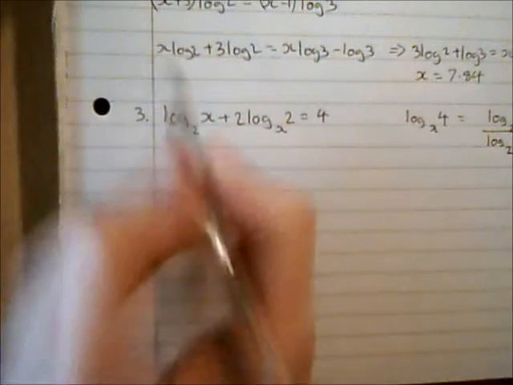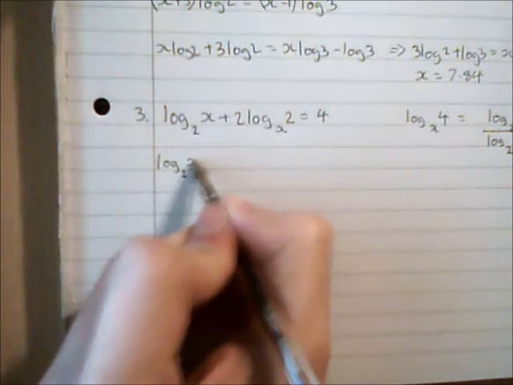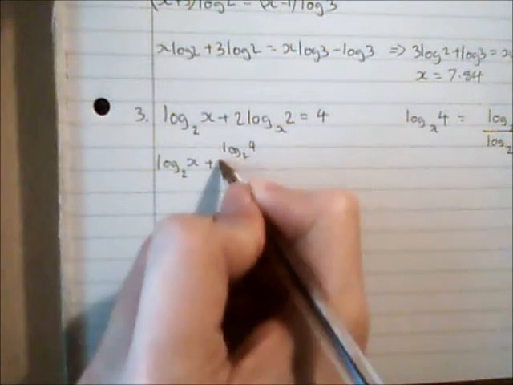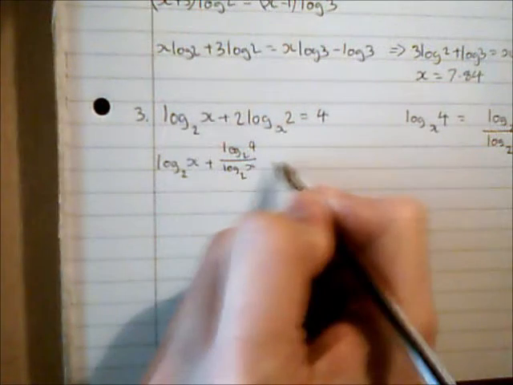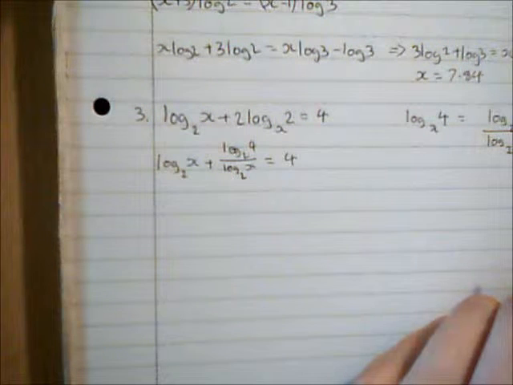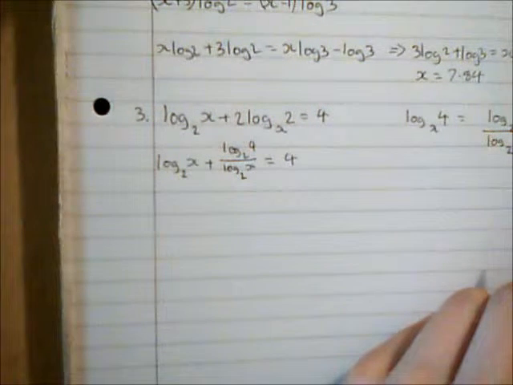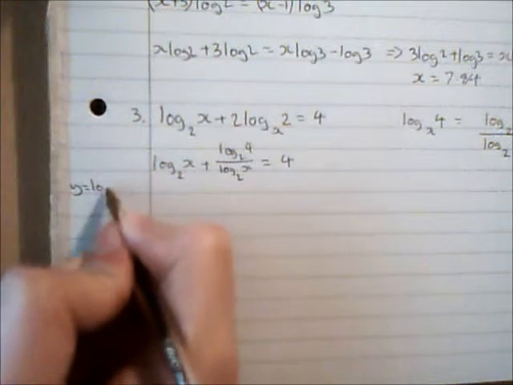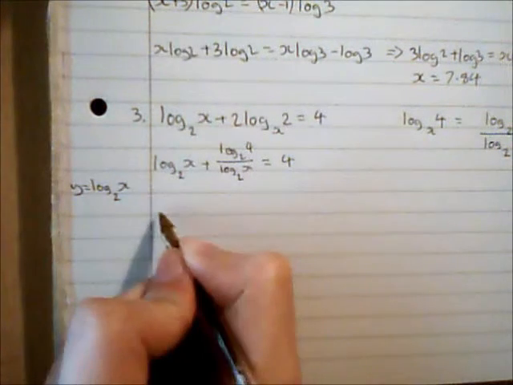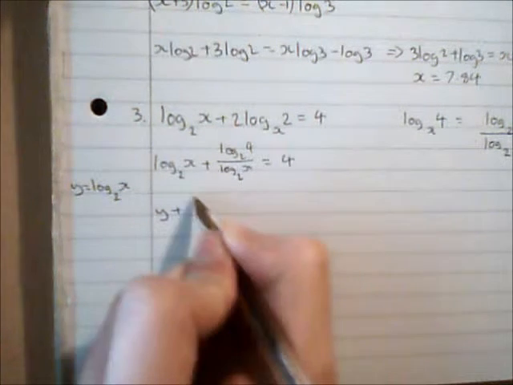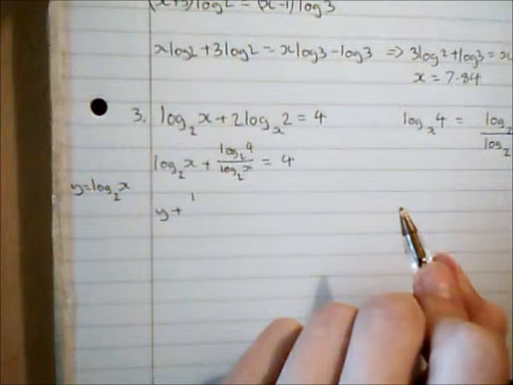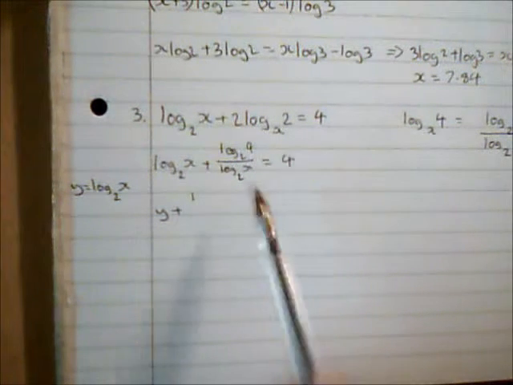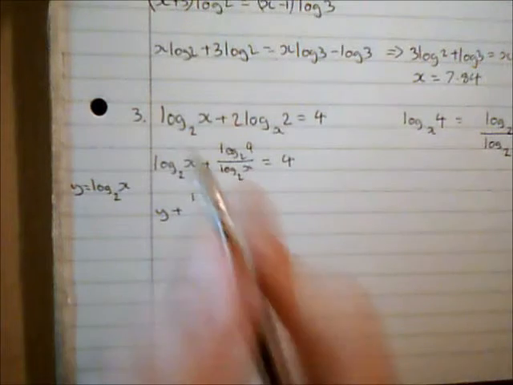So if I go back to this side, I can now write this as log to the base 2 of x add log to the base 2 of 4 over log to the base 2 of x is equal to 4. And I'm going to use a substitution here to make this easier. So I'm going to say let y be equal to log to the base 2 of x. So I've now got y plus, and log to the base 2 of 4 I can evaluate, because 2 to the power of 2 will give me 4, log to the base 2 of 4 is just 2. So I'm going to rewrite this as 2 now.